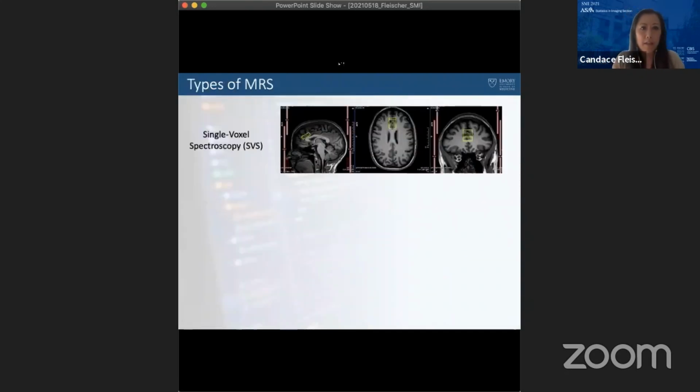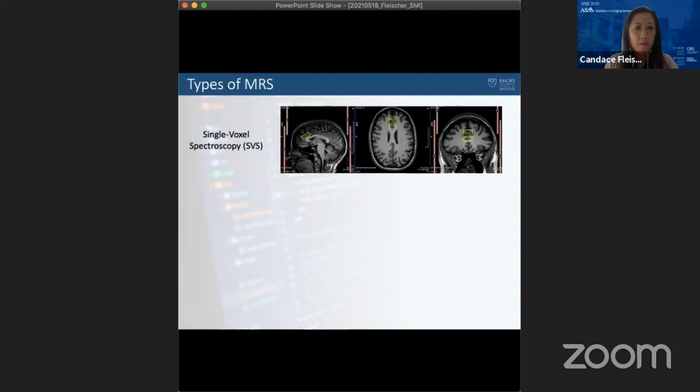MRS is an FDA-approved method. And again, like I said in the beginning, because of how we acquire the data, it's relatively slow. Because we're looking at all of the other metabolites other than water, we're looking at things that are about 1,000 times less concentrated. So we get much lower signal than we would, for example, in a structural image. And it is used in the clinic.